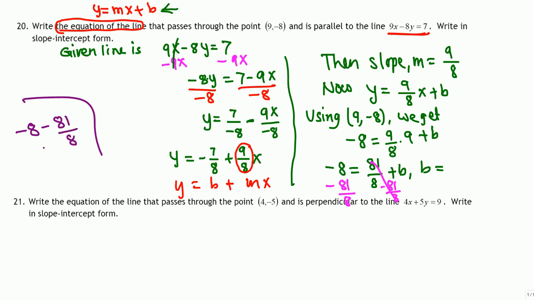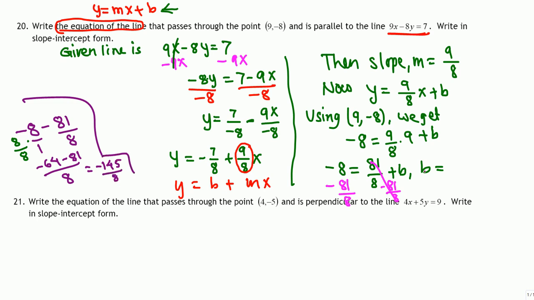To combine these two fractions, negative 8 means 8 over 1, by the way. We have to make a common denominator. For that, we multiply the first fraction by 8 over 8. In that way, we now have a common denominator of 8. 8 times 8 is 64, so this is negative 64 minus 81 over 8. And when we combine negative 64 and 81, we get negative 145. So negative 145 over 8.